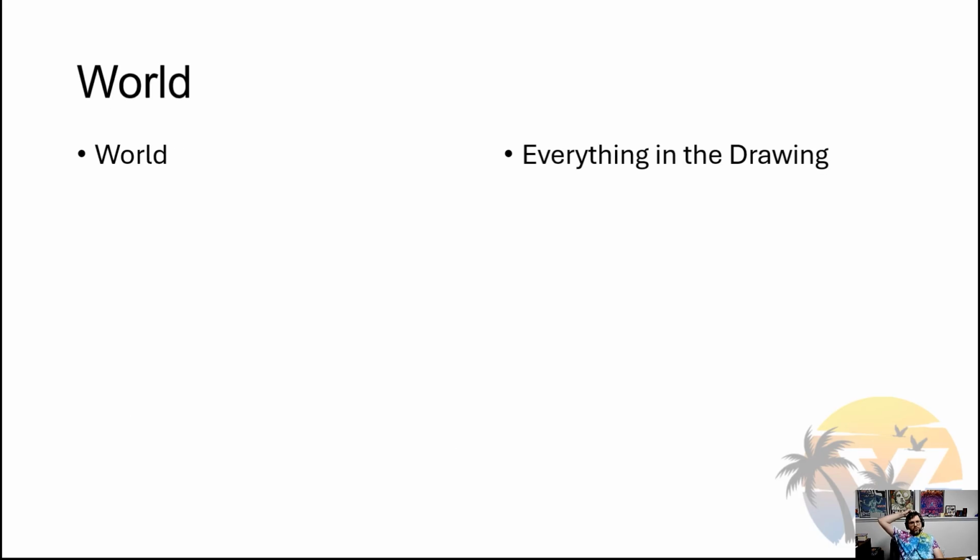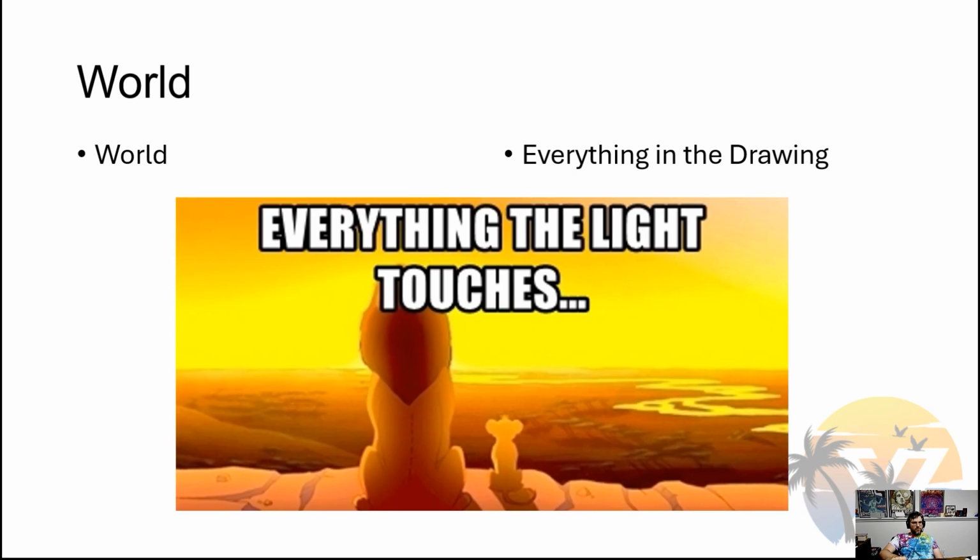The last term for what we're going to talk about with terminology is the idea of the world. This is going to come up later, so I thought this would be kind of a fun one to throw in there. It's kind of like space. You might not think about, well, what's the word for this kind of abstract concept? World is basically what everything in the drawing is. The world contains all of it for your drawing. So everything the light touches is basically world.